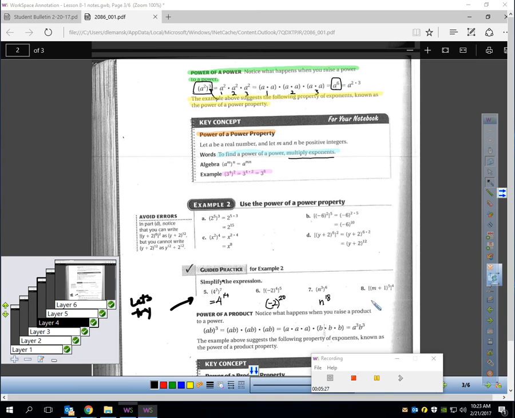And here I have m plus 1 for my base. 5 times 4, power to a power. That'd be 20th power. Okay? So all of these would be an example of the power of a power property.